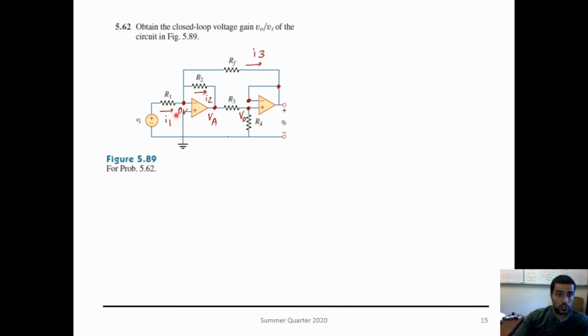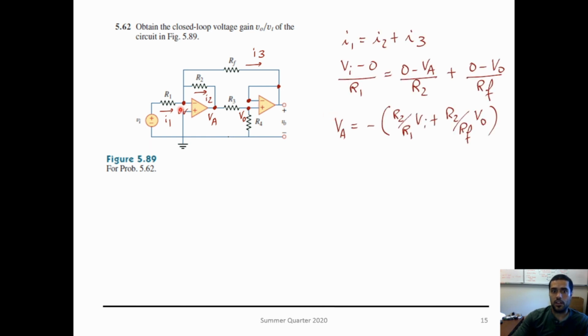And we put current directions, so I1, I2, I3. Remember, I have no current flowing inside of the op amp. And I take KCL, which gives me I1 equals I2 plus I3. And I get a relationship here between all the voltages present in the circuit. So VA, Vout, and your Vin. But I need to have a voltage gain just depending on V0 over Vi. So I need to remove this VA somehow.